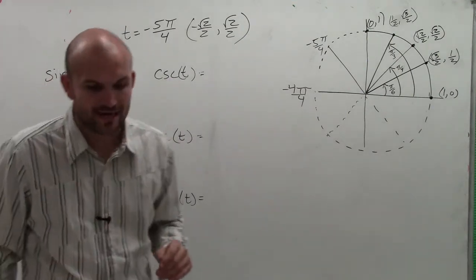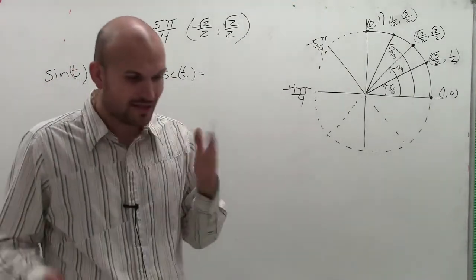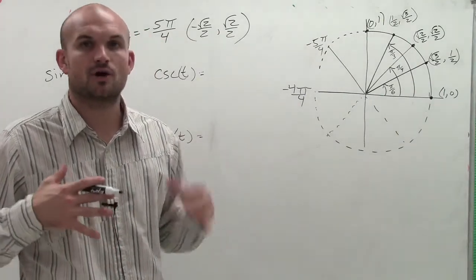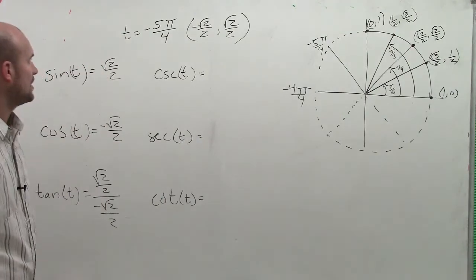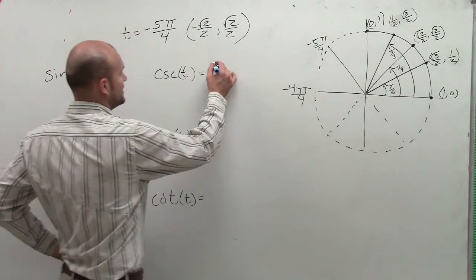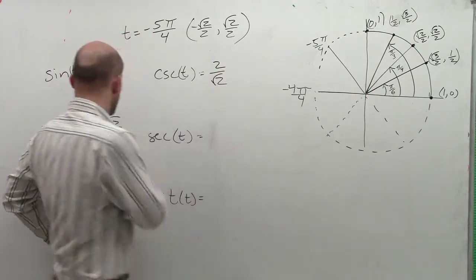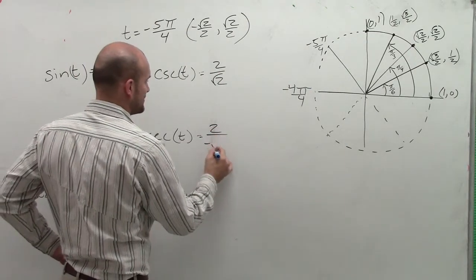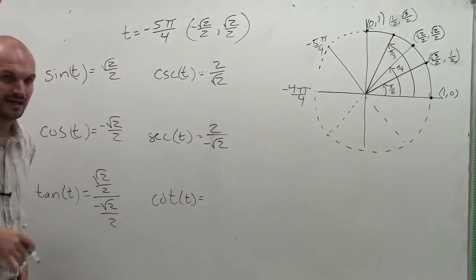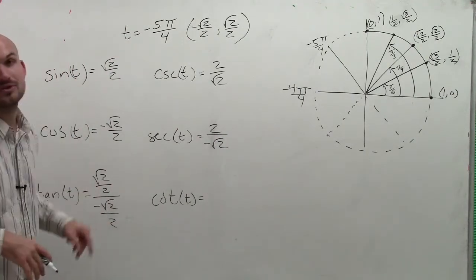So the cosecant, remember, is the reciprocal. We could go through 1 divided by that if you want to, but if you just look at this, what's the reciprocal of square root of 2 over 2? That's going to be 2 over square root of 2. What's the reciprocal of negative square root of 2 over 2? That's going to be 2 over negative square root of 2. It doesn't really matter where your negative sign goes. And then let's get to this in a second.